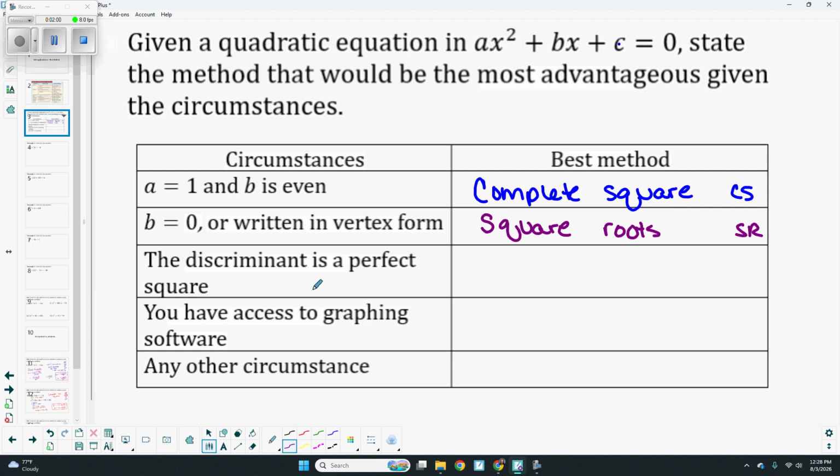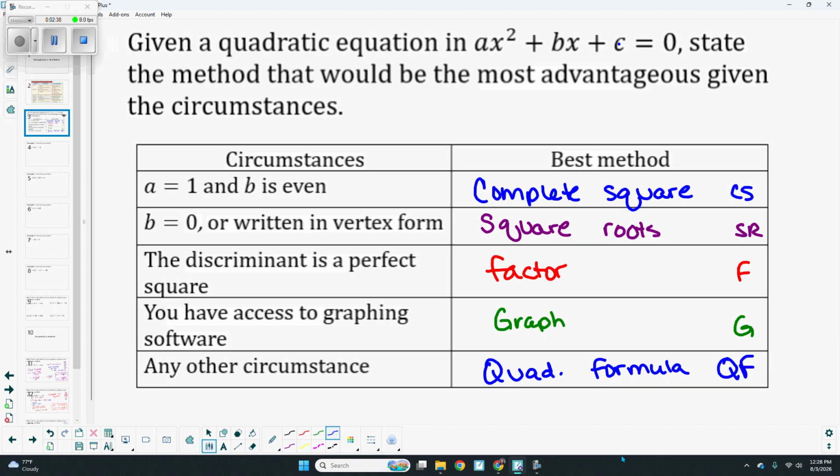If the discriminant is a perfect square, so we didn't talk about this, but if you find the discriminant and it's a perfect square, that means it is factorable. So I would factor that. If it doesn't fit one of those two things, I would check my discriminant to see if it's factorable. If you have access to graphing software, then graphing is the way to go, but again, we're not going to really worry about that one too much. Any other circumstance, it's going to be the quadratic formula.